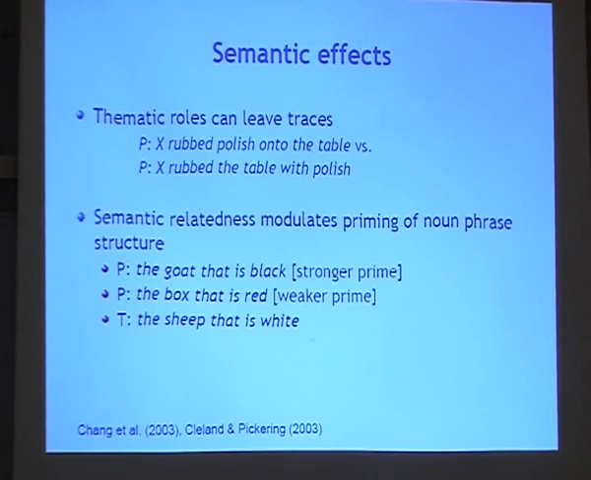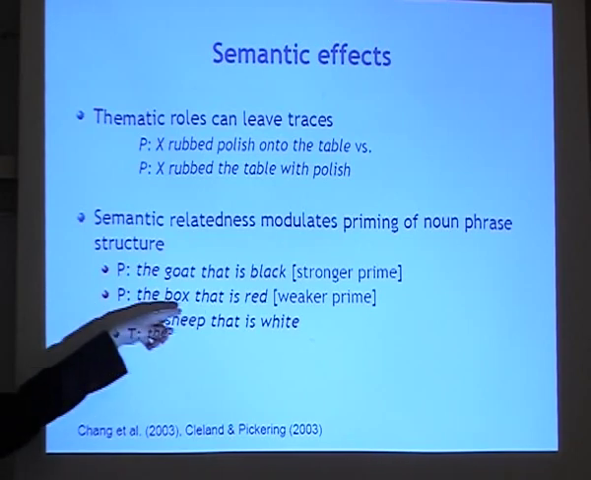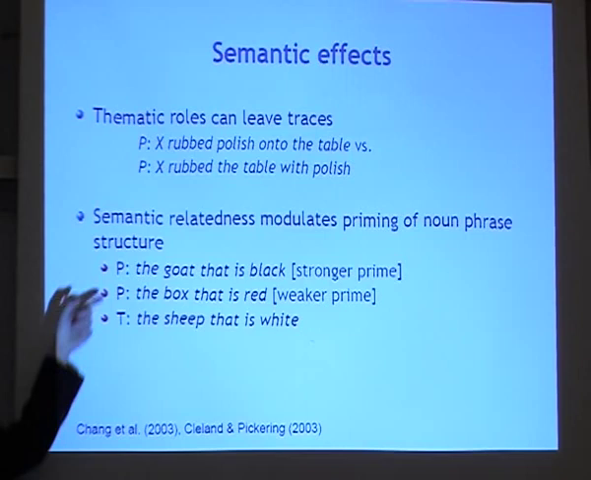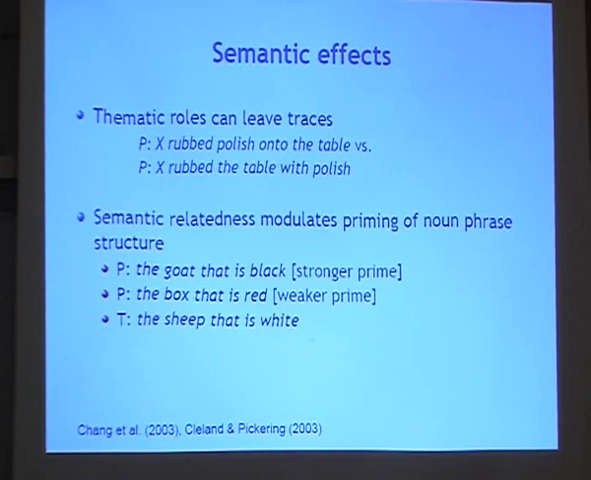Another type of semantic influence in priming is the fact that when the prime and target are semantically related, priming tends to be stronger. So if the target sentence is something like "the sheep that is white", it's going to be influenced to a stronger extent by a sentence such as "the goat that is black" than a sentence "the box that is red". So even though structurally these two prime sentences are very similar or identical, they are at different semantic distances from the target sentence.